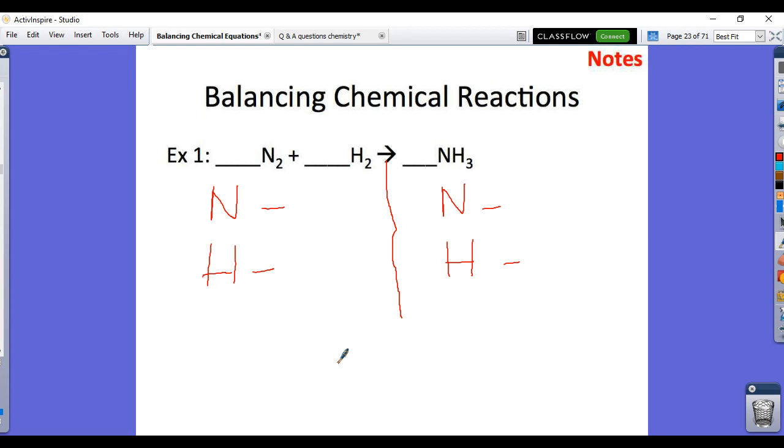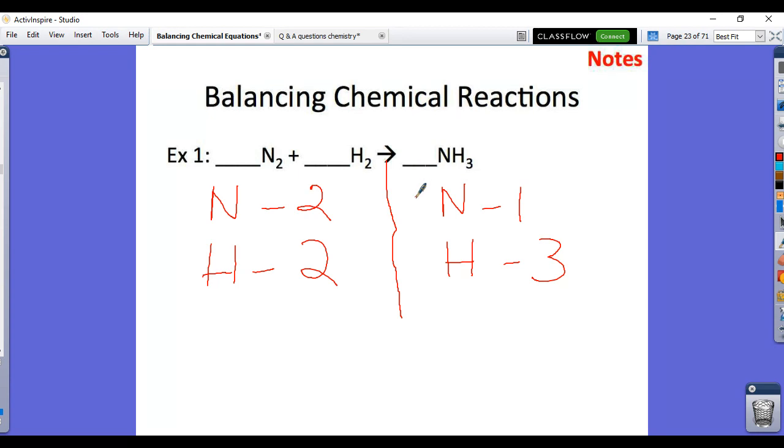All right, so you have a 2 after the nitrogen, so that means it has 2. You have a 2 after the hydrogen, so that means it's 2. And then over here, we see that nitrogen does not have a subscript, so that means it's 1. And then hydrogen has 3. So right off, we see that nitrogen is 2, and this nitrogen on this side is 1. So you see I have these lines in front. That means that's the only place I can put a number to make it balanced.